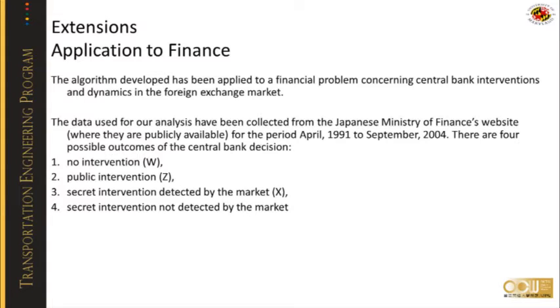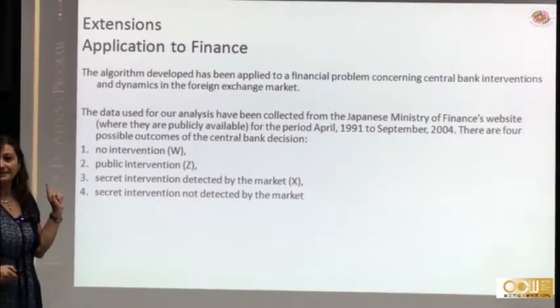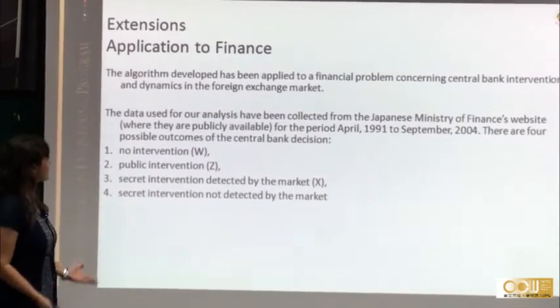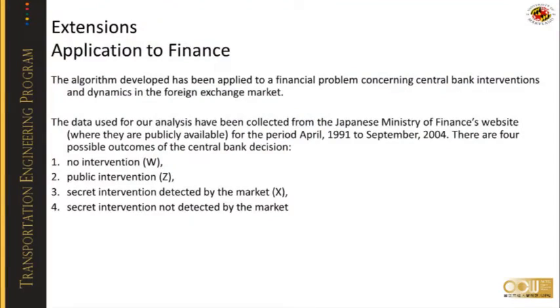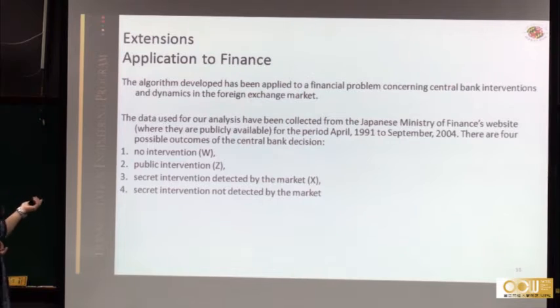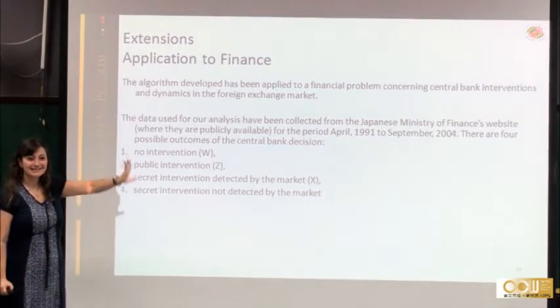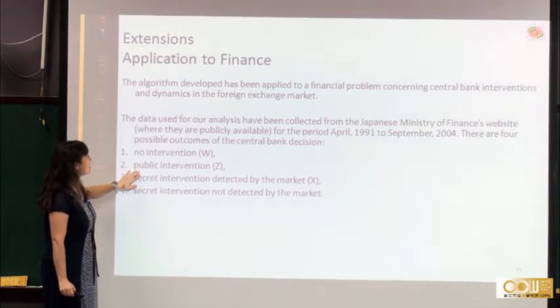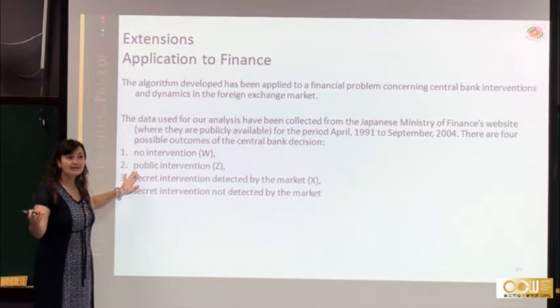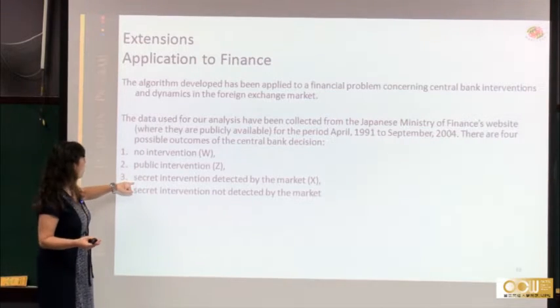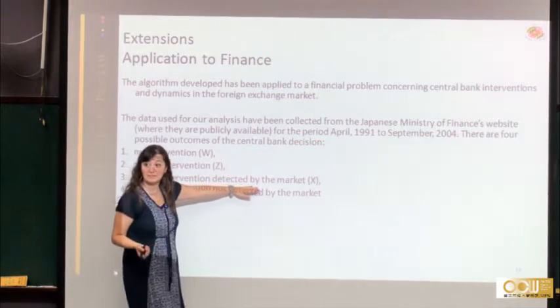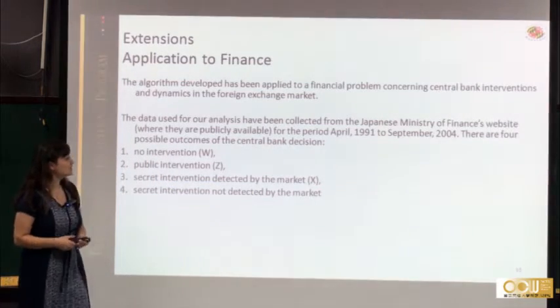I just want to show you some results before we have a 5-minute break. I did an application. I was working with people in economics, and they had a data set from Japan on the foreign exchange market. So they see the exchange rate of the, what is it in Japan? The yen. And the central bankers decide to intervene in the market, making a public intervention, saying clearly, I'm devaluing my money, or having a secret intervention that is detected by the market, or a secret intervention that is not detected by the market.